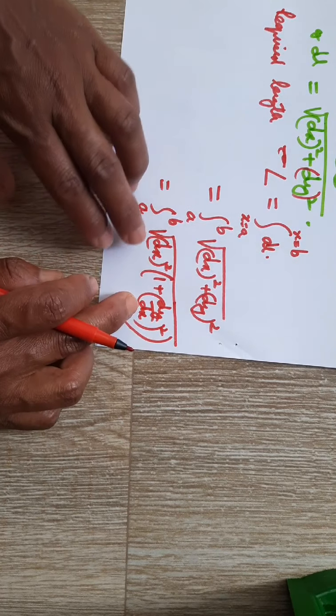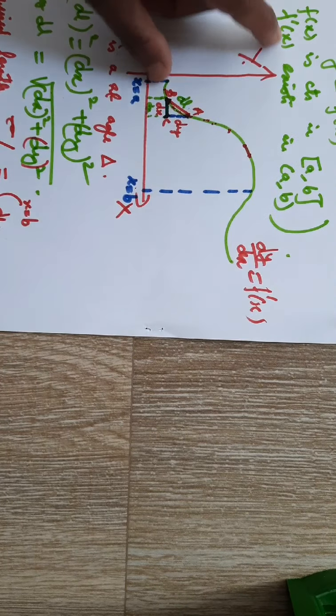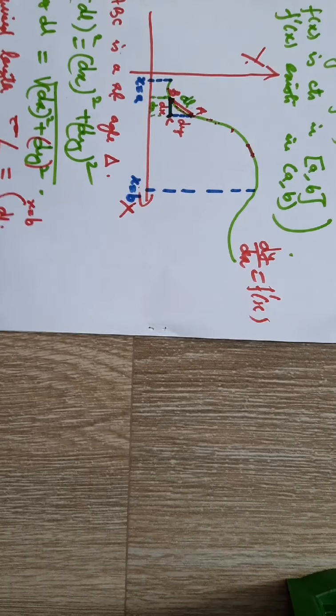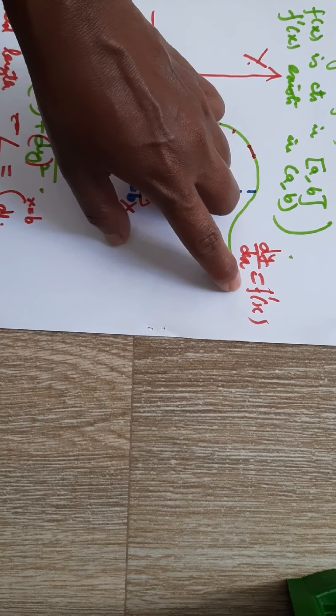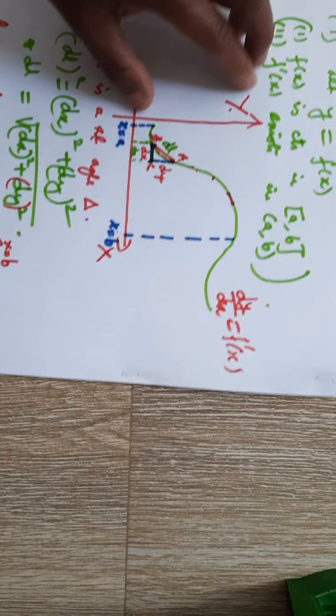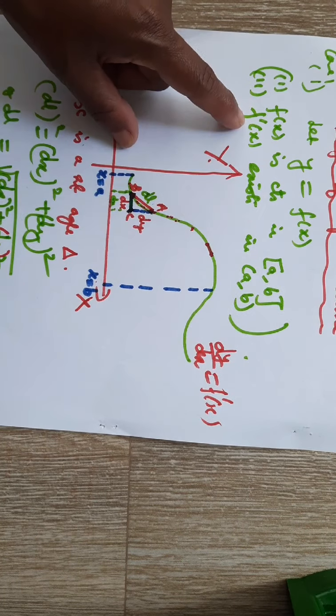Now dy dx represents the derivative of this function. So that's why we can express this one as dy dx. Had the derivative not existed, then in that case we cannot express this one. So always remember that the function f(x) should be continuous and the derivative also exists in the open interval (a, b).